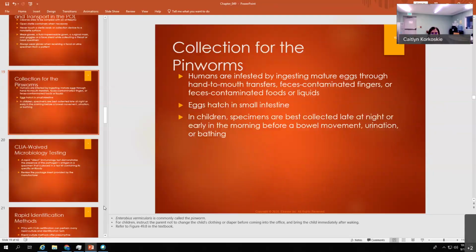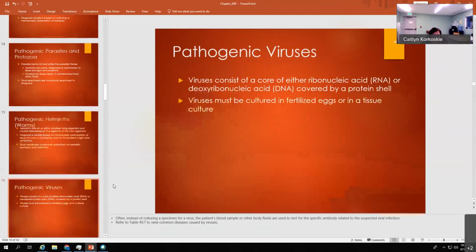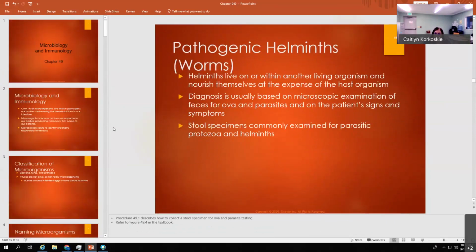But yeah, so basically, again, viruses are not technically considered a microorganism because they need to have a host to live. Only 1% of microorganisms are known pathogens. The different classifications of microorganisms are bacteria, fungi, and protozoa. And microorganisms and bacteria are classified based on their shape, the way that they react to the stains that we will use, and also the environments that they survive in.